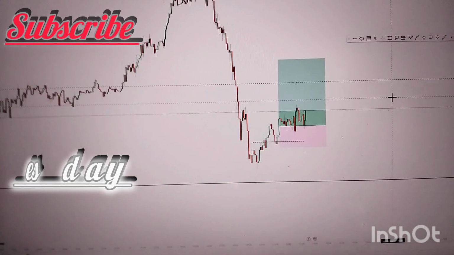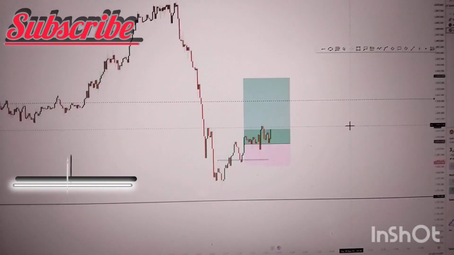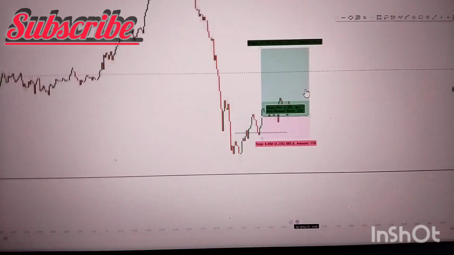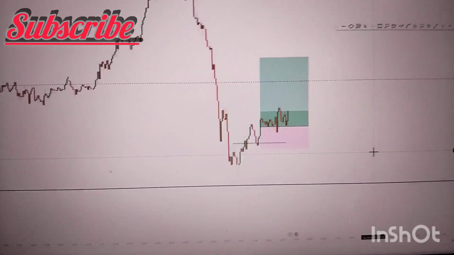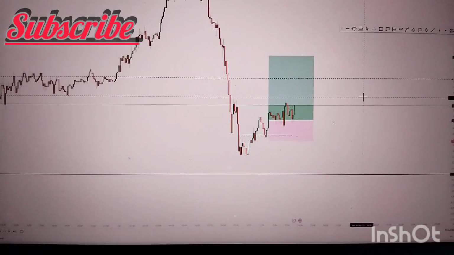So today is Tuesday and this is my first trade of the week. Yesterday, Monday, I didn't take any setup, so let's see. I'm on this buy right now on gold and we are in profit, but it's around 1:30 and we have news in a couple of minutes.